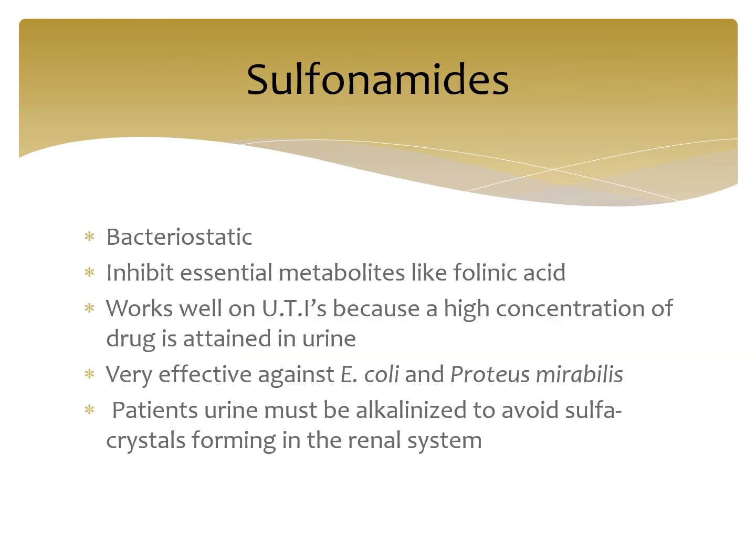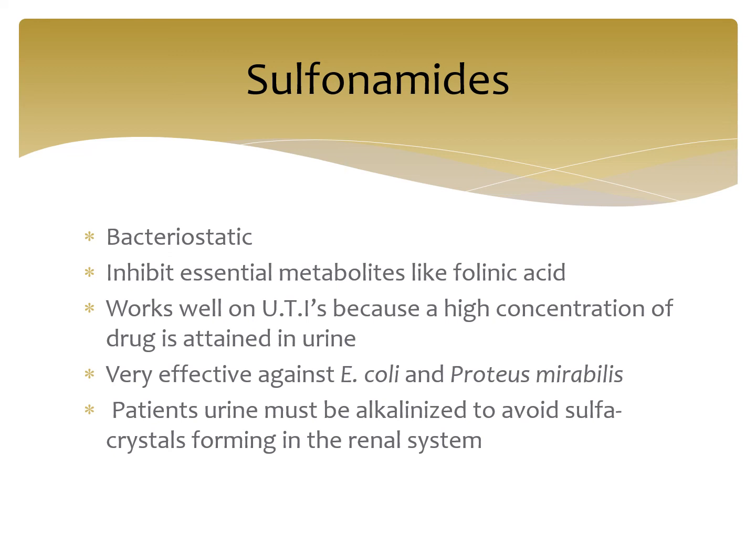The sulfonamides are another class of antibiotics that are bacteriostatic. They inhibit essential metabolites like folinic acid. It works well to use sulfonamides to treat urinary tract infections because you can get a high concentration of this drug attained in the urine. It's very effective against E. coli and Proteus mirabilis, which are the number one and number two cause of urinary tract infections.